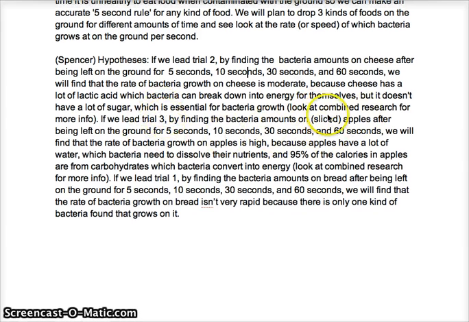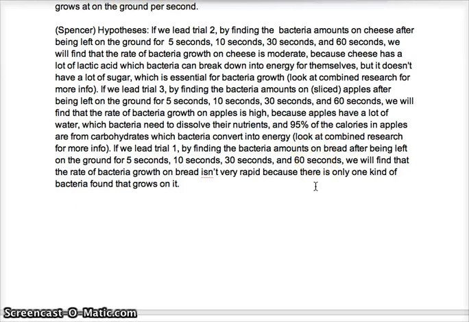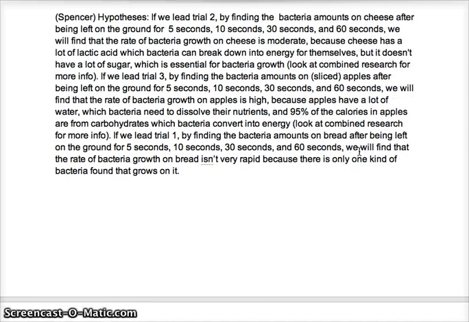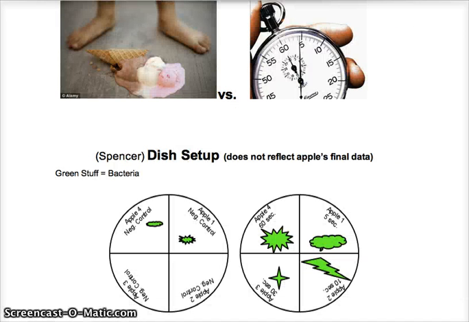If we drop sliced apples and they are left on the ground for the time needed, we will find that the rate of bacteria growth is high because apples have a lot of water, sugar, and carbohydrates. But we think that bread won't grow a lot of bacteria over time because there aren't many kinds of bacteria that grow on it. This is our dish setup.